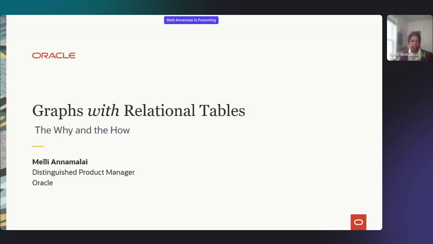I work for Oracle, like I said, so admittedly, I have a bias on relational tables and the advantages of relational tables. But I really hope to rise above that bias and talk objectively about why we think graphs with relational tables is a really interesting strategy.